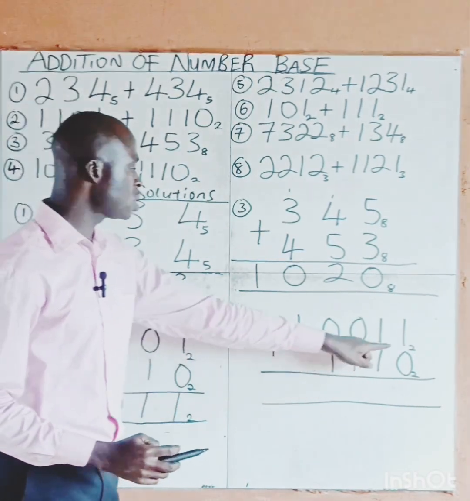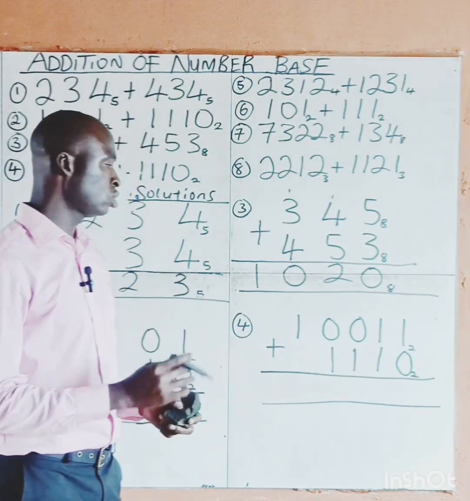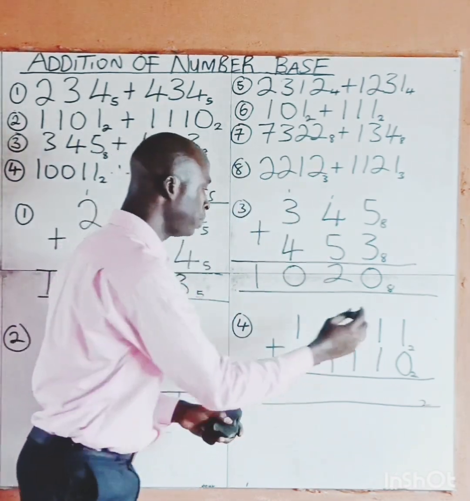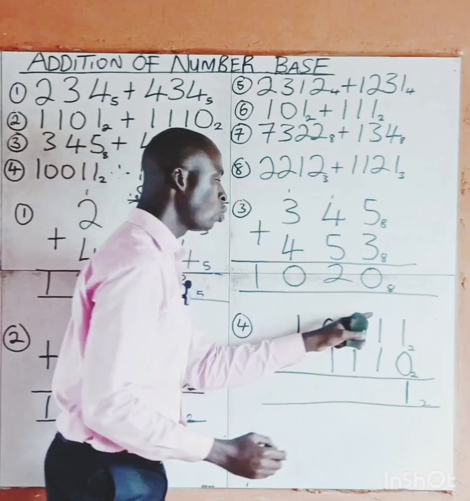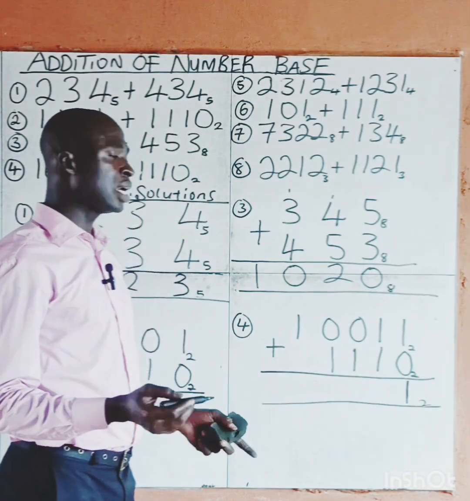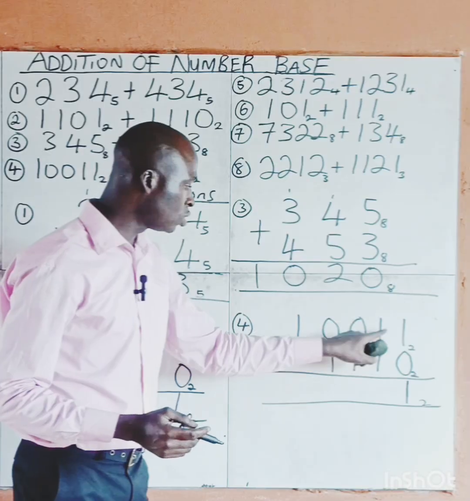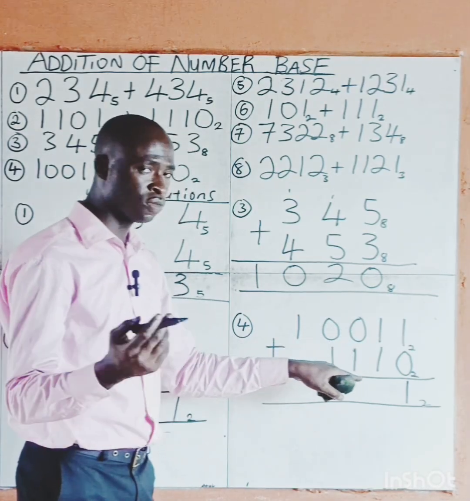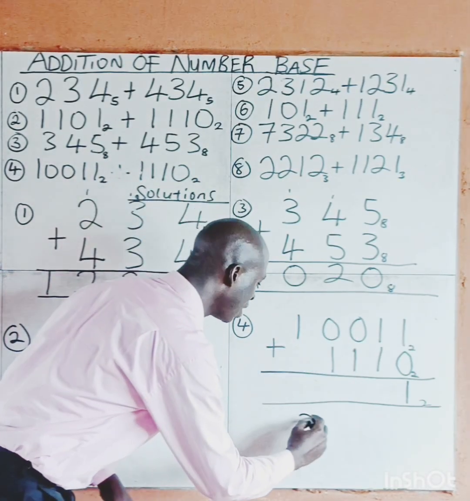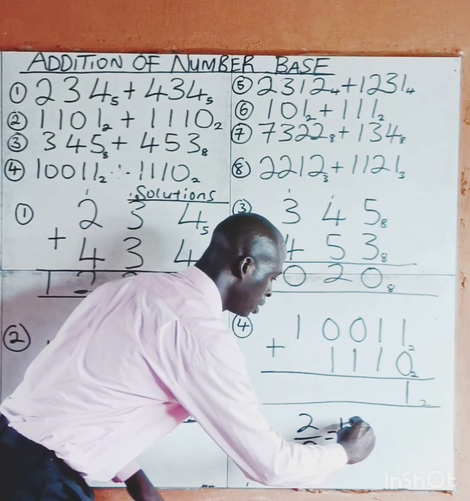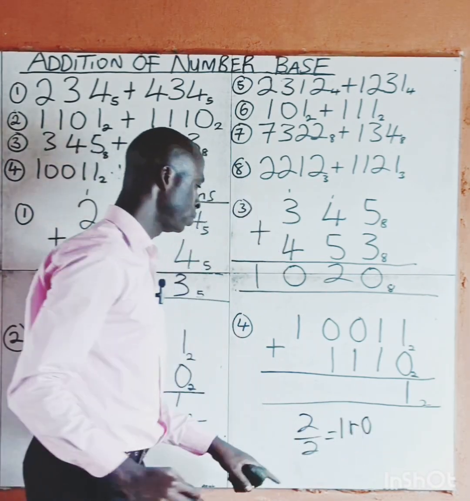For question number 4, 1 plus 0 will give me what? 1. I will always position my base first before I start solving so I won't forget. 1 plus 0 will give me 1. 1 plus 1 will give me 2. I cannot write the 2 because the 2 is up to my base. My base is 2, so I cannot write the 2, because of the rule. So 1 plus 1 is 2. You go and write the 2 divided by your base, which is also 2. Here becomes 1 remainder 0.